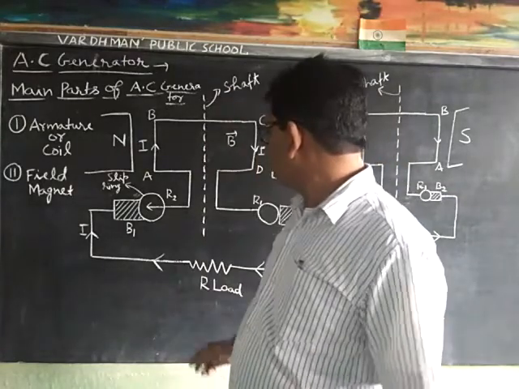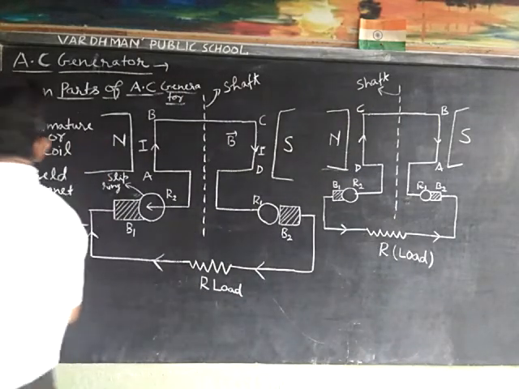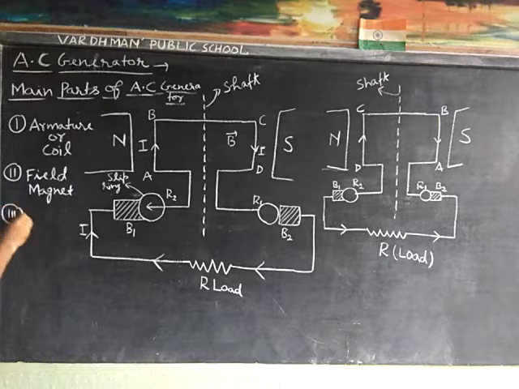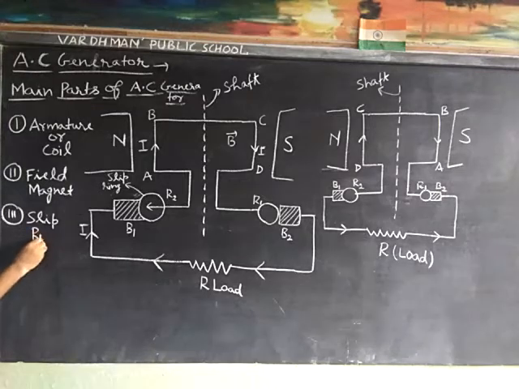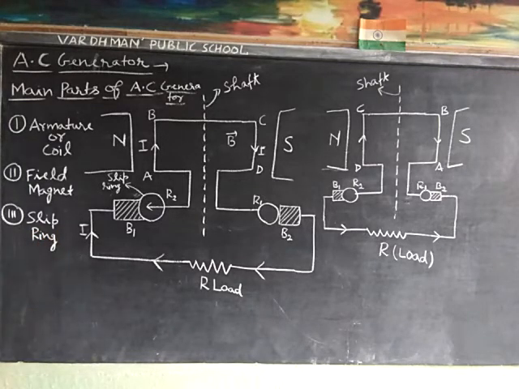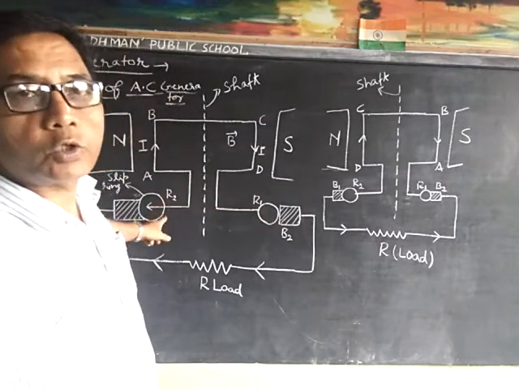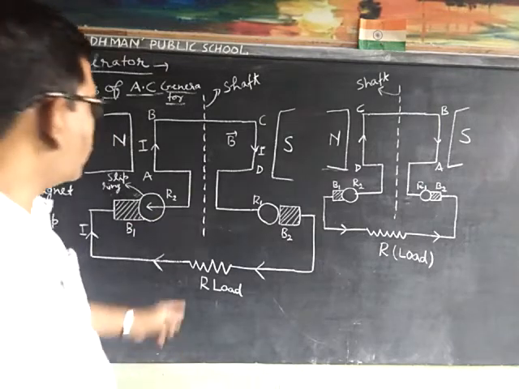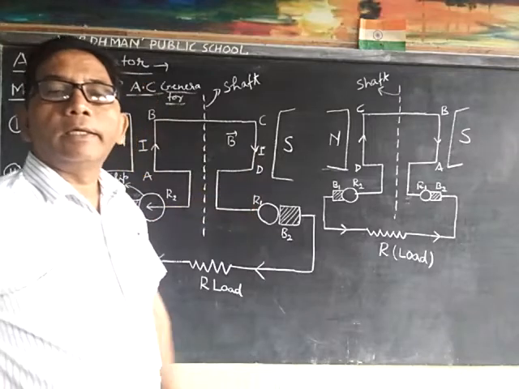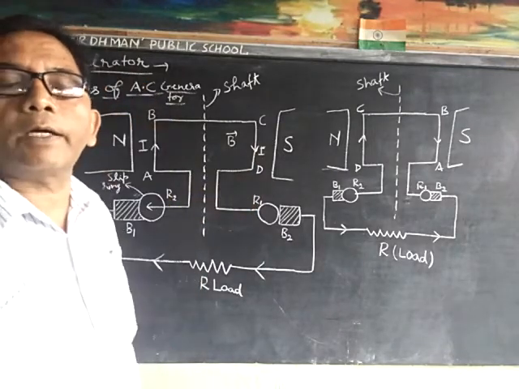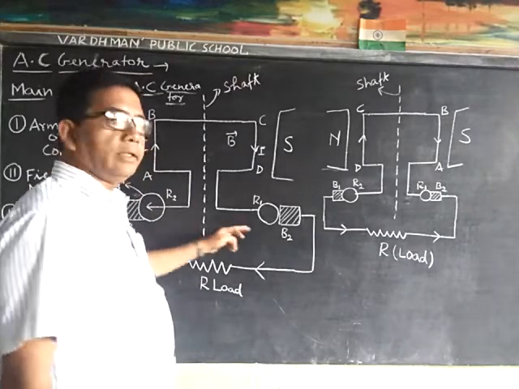Now, third one is slip ring. There are two slip rings R1 and R2 connected between the two ends of the coil.